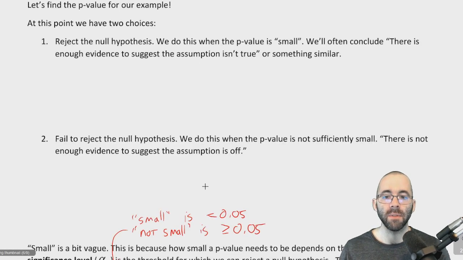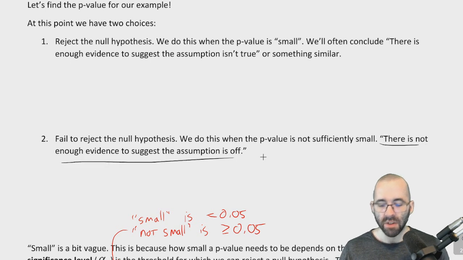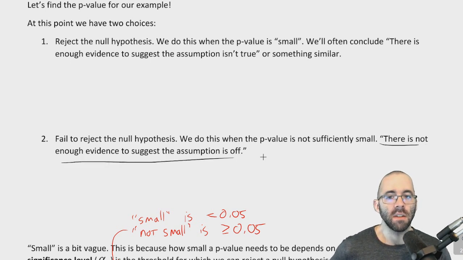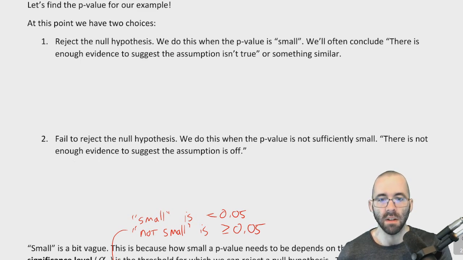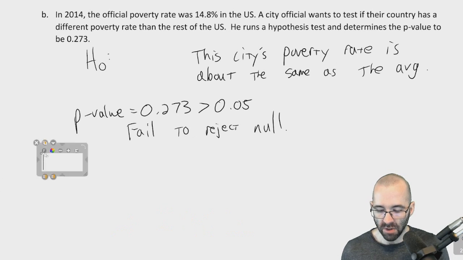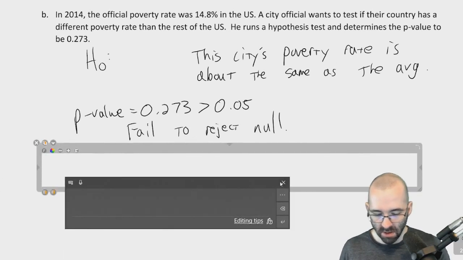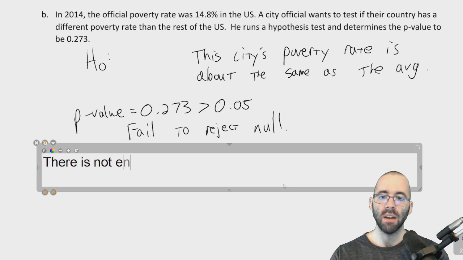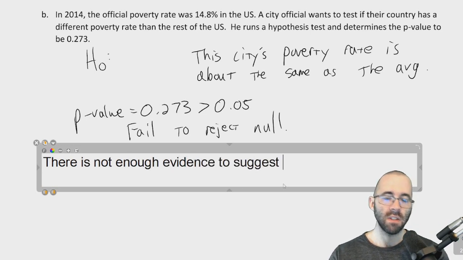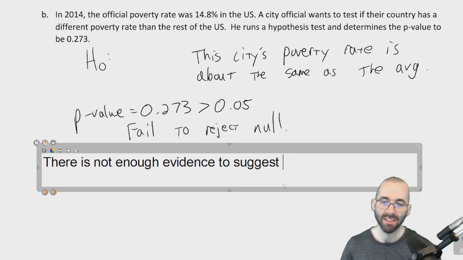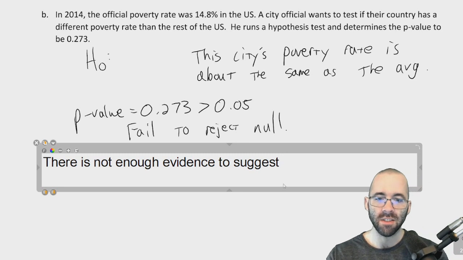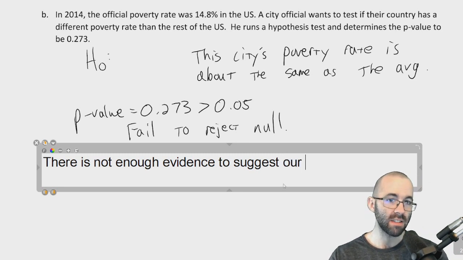What does that sentence look like? There is not enough evidence to suggest the assumption is incorrect. That's how we'll phrase our conclusion. There is not enough evidence to suggest that our assumption is wrong. So we got a lot of negatives. So let's just write this placeholder. We'll erase this.